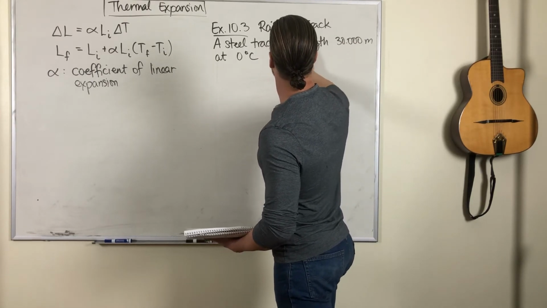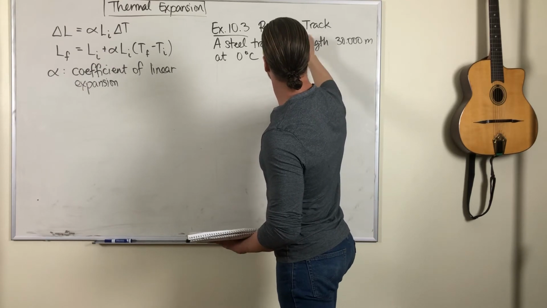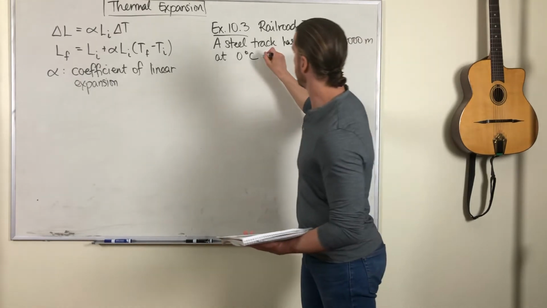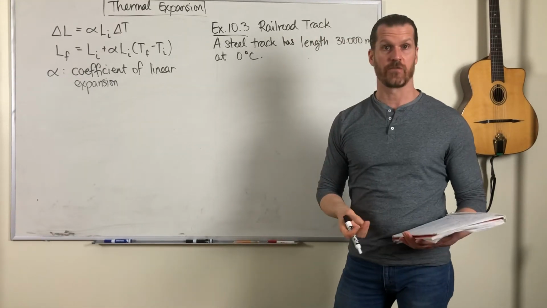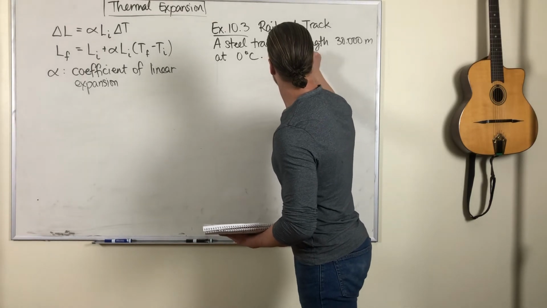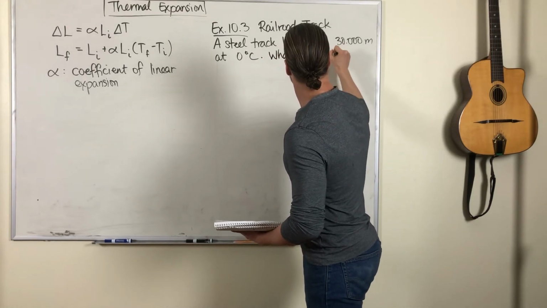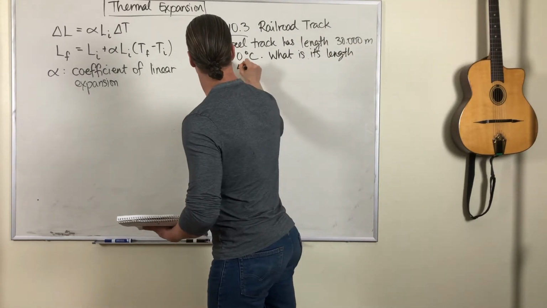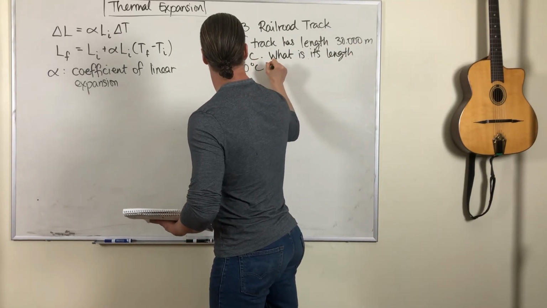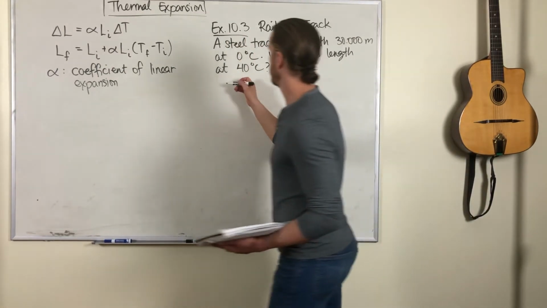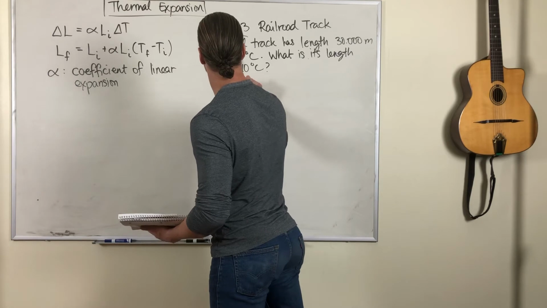Let's say steel track has length of 30 meters at 0 degrees C. What is its length on a hot day when it's 40 degrees C? Well, all you got to do is plug into this equation.